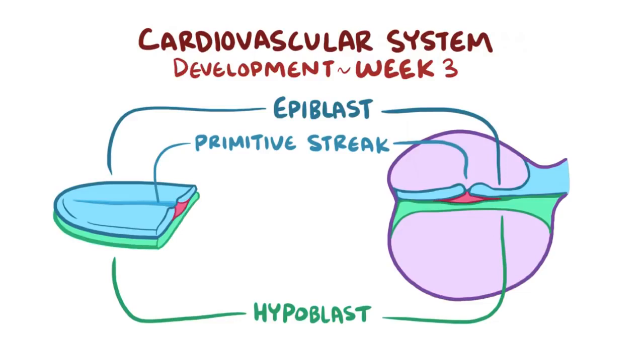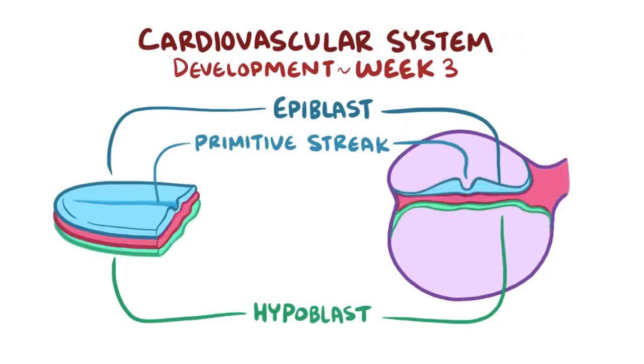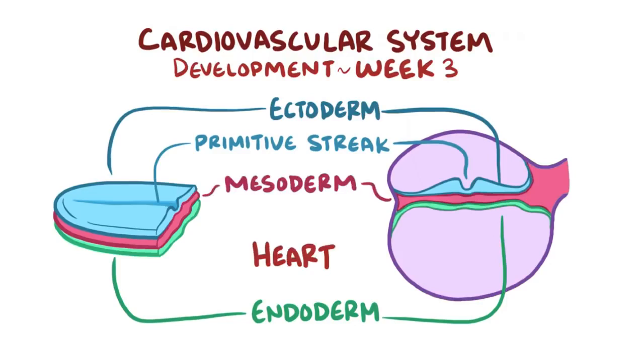Cells migrate along the primitive streak during gastrulation, and this gives rise to a three-layered embryo pancake, with each layer containing germ cells that form organs and tissues of the body. The ventral or bottom germ layer is called the endoderm, the dorsal or top layer is called the ectoderm, and the layer in between these two is called the mesoderm, and the heart derives from a part of the mesoderm called the visceral mesoderm.